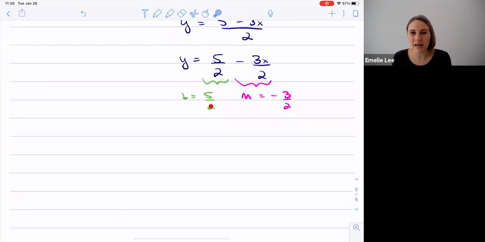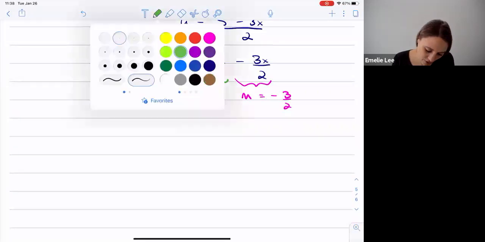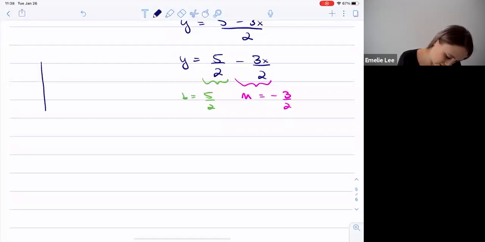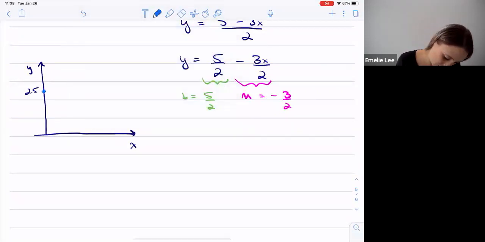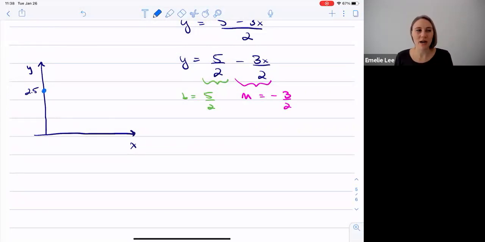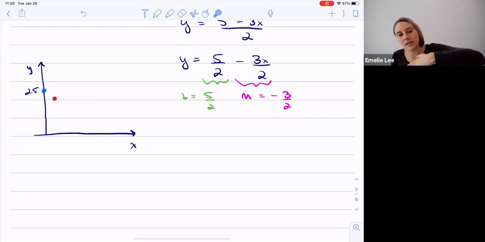So already I have a pretty good idea of what this thing might look like if I have an XY plane here. Then maybe here at 2.5, that's where it crosses my y-axis, 5 over 2. And just knowing that I have a negative slope tells me that it's going to be a line like this. A negative slope is going to be pointing downward like this.